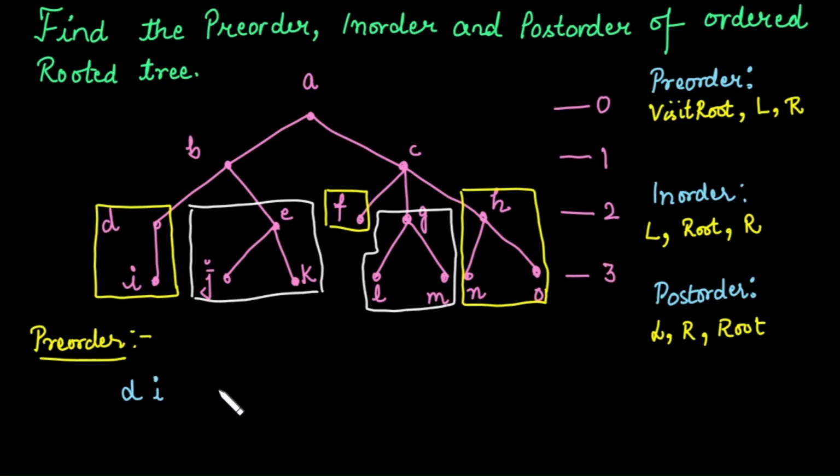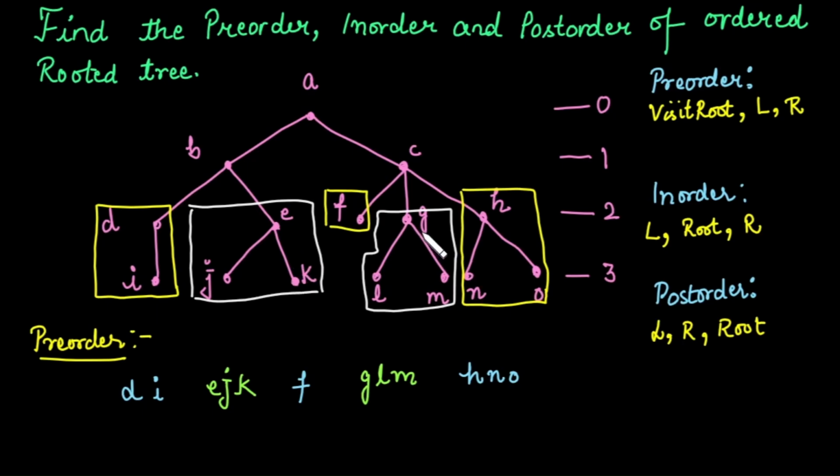For the second case, root is E, left is J, right is K. For the third case, only one single root, that is F. In this case, we don't have any left or right child. For the next case, root is G, then left child is L, then right child is M. For the next subtree, root is H, left child is N, and the right child is O. So these are the pre-orders for these 5 subtrees of this ordered rooted tree.